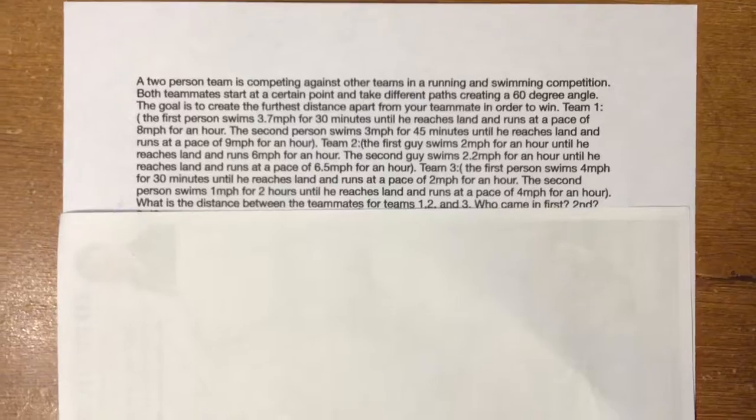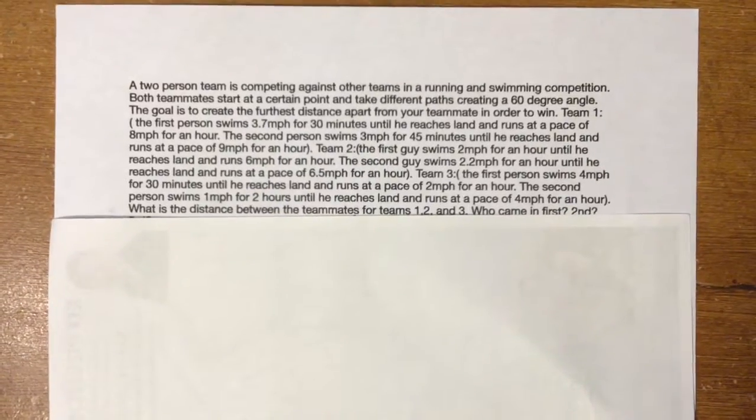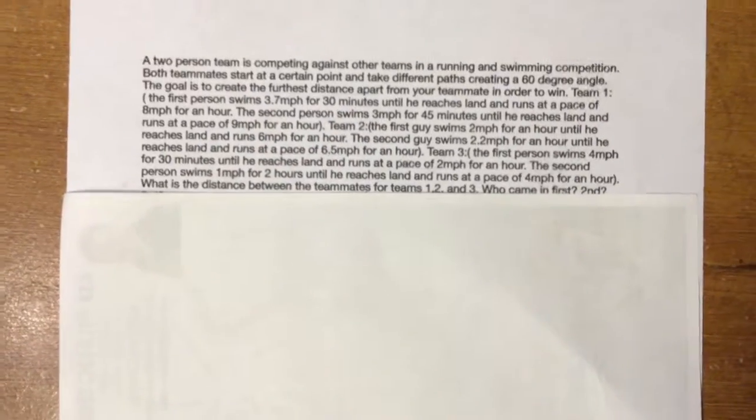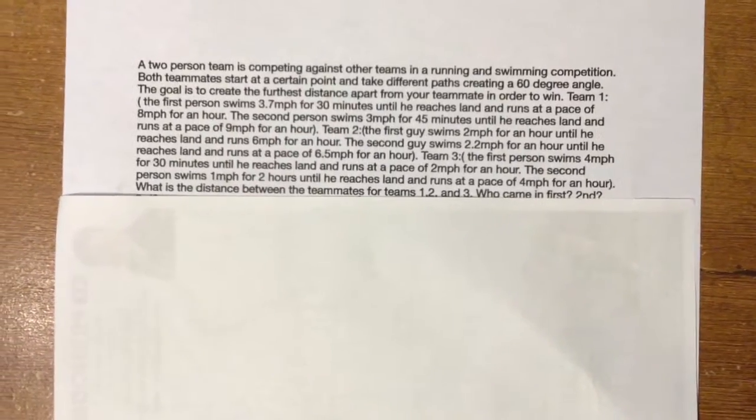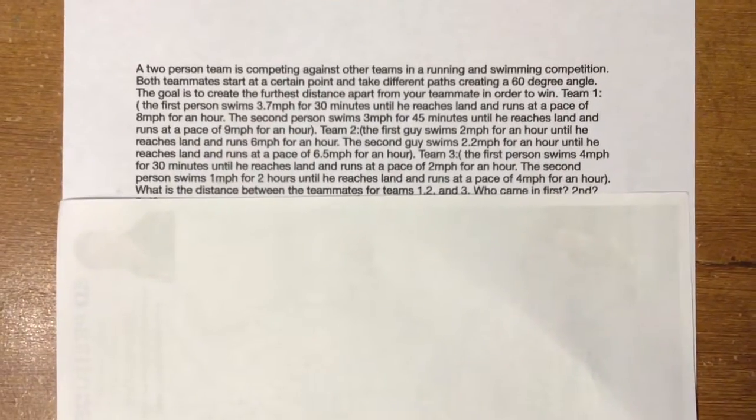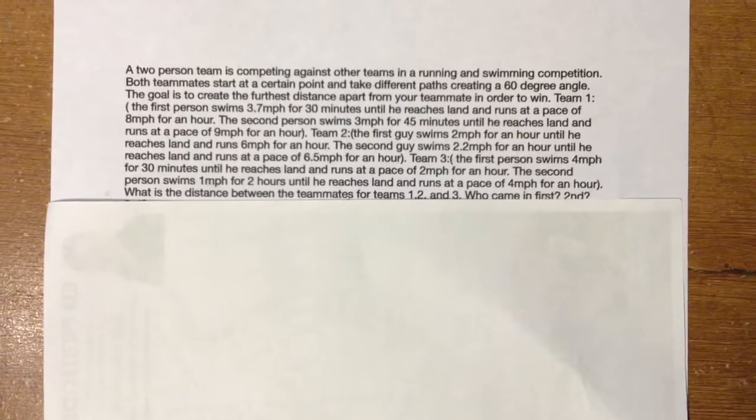A two-person team is competing against other teams in a running and swimming competition. Both teammates start at a certain point and take different paths, creating a 60-degree angle. The goal is to create the furthest distance apart from your teammate in order to win.